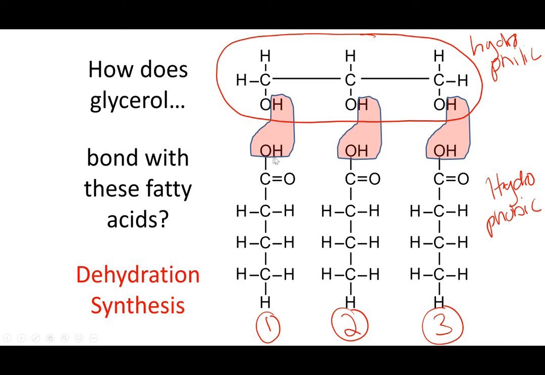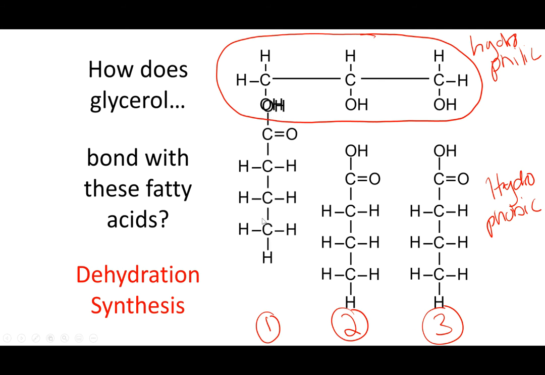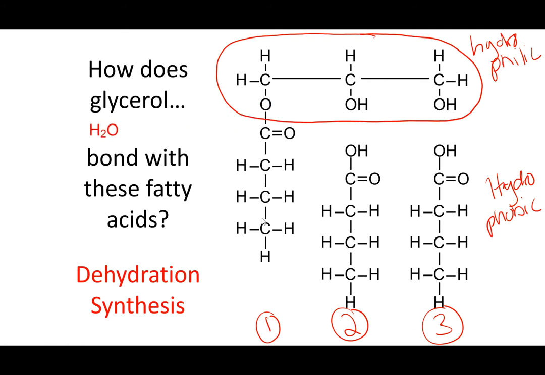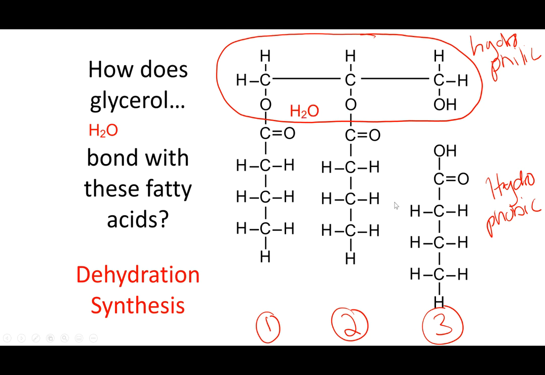Dehydration synthesis. This hydroxyl is going to bond with this hydrogen. This hydrogen is going to come away, and we're going to form water. Now that same process is going to happen 2 more times with this tail and with this tail. So each time a tail bonds to that glycerol head, you're going to form another molecule of water.